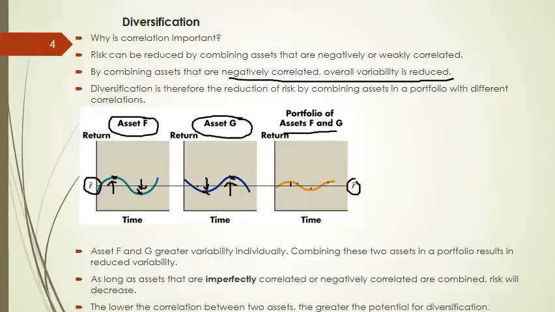So whereas asset F and asset G have greater variability individually, combining these two assets in a portfolio results in reduced variability. So the moral of the story, or the lesson here, is that as long as assets are either imperfectly correlated or negatively correlated, risk will decrease. We'll be able to reduce the variability of a portfolio by combining assets with such characteristics. And the lower the correlation between the two assets, the greater the potential for diversification. And the potential for diversification is highest when you have a situation of perfectly negatively correlated assets.